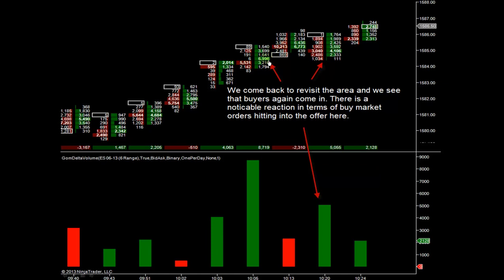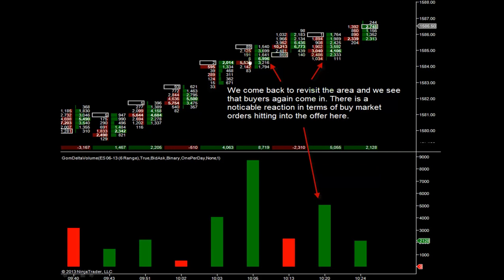So if you took a long of this volume cluster here, you would need to keep your eye out on this volume that printed here, because that is a potential hurdle as we move back up. As it turns out, we managed to get through it. Momentum and bias, obviously because of the delta shift here, was on our side, and reversal is the least likely scenario most of the time.